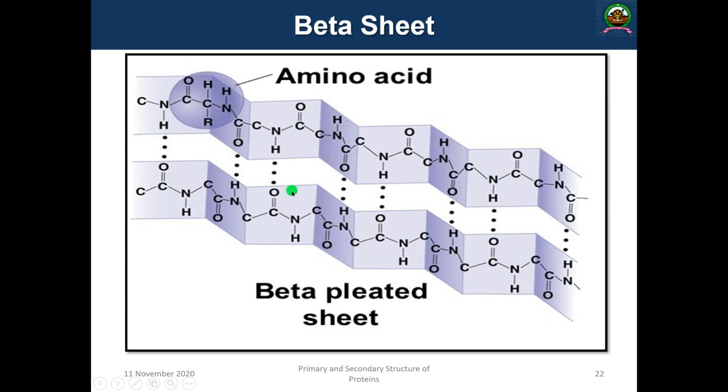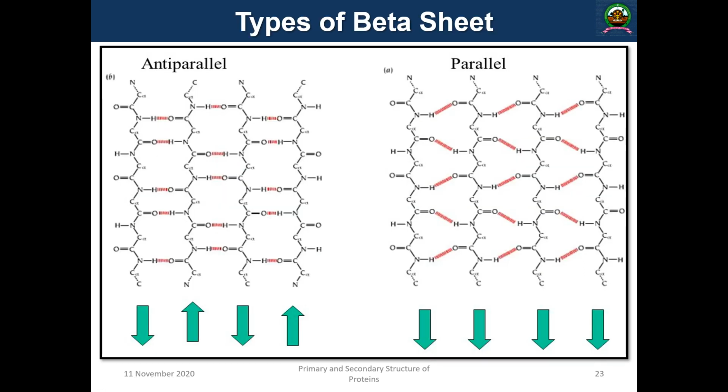This is another important one. Here you can see 1, 2, 3, 4, 5, 6, 7, 8 pleats. Like that you can see the pleats as a zigzag thing. This is the hydrogen bond. So due to the hydrogen bonds only, the secondary structure is produced. And there are two types of beta sheet. One is known as anti-parallel beta sheet. The next one is parallel beta sheet.